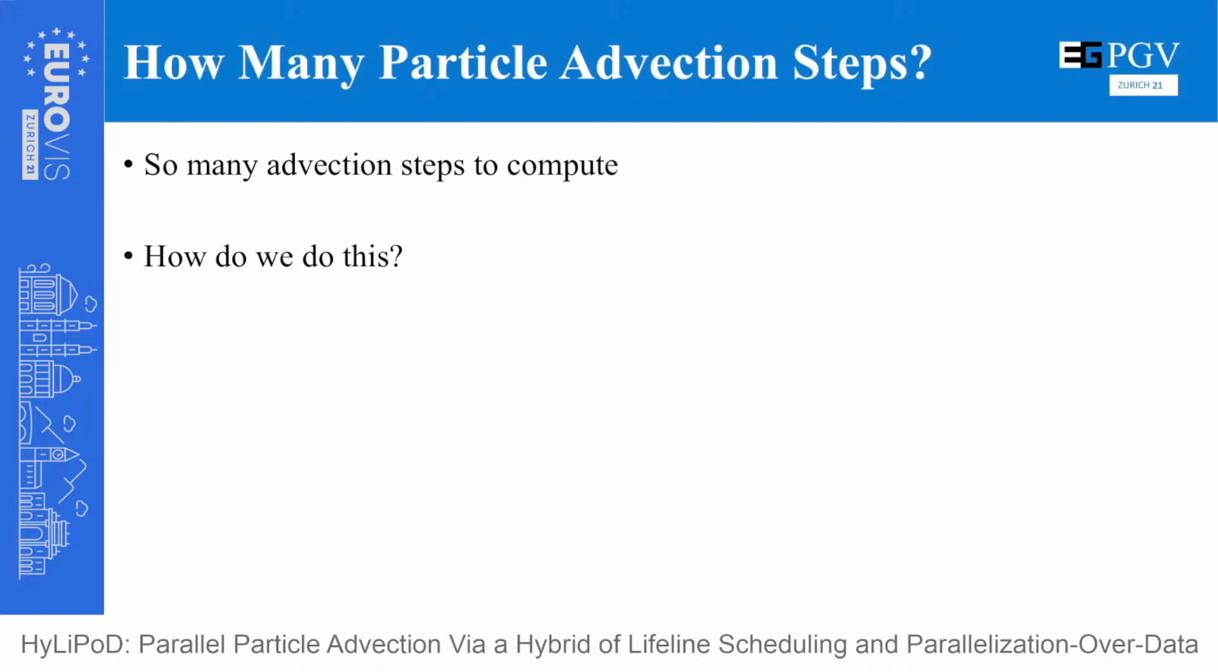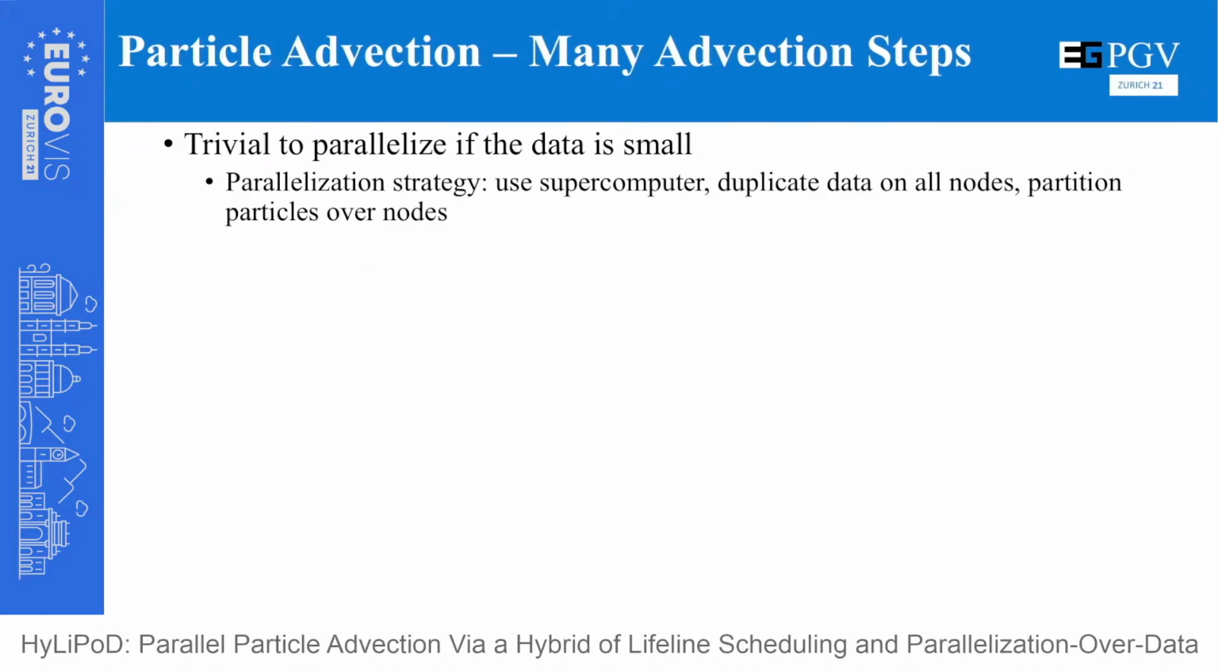So we can see that there are usually billions or trillions of steps to compute. So how do we do this? We use parallelization and take advantage of the additional resources to do such heavy computation. Now, if the data is small, parallelization is easy. We can duplicate the data on all the nodes and distribute particles across nodes, and each node will do its computations.